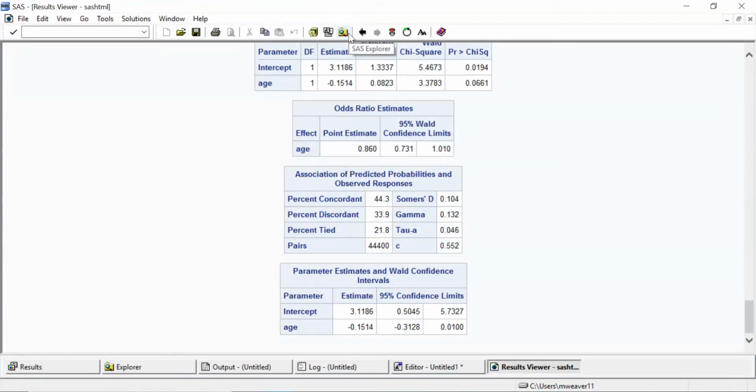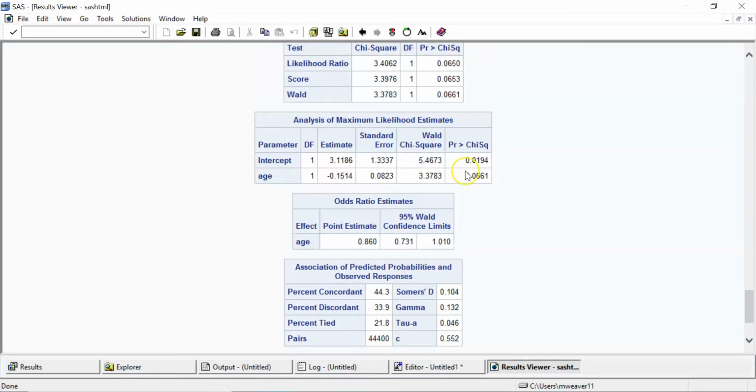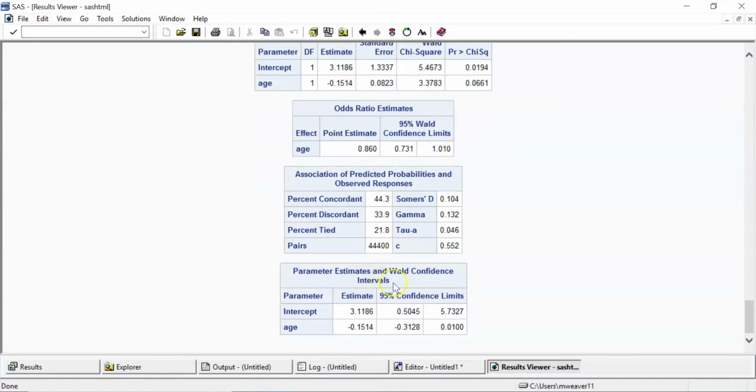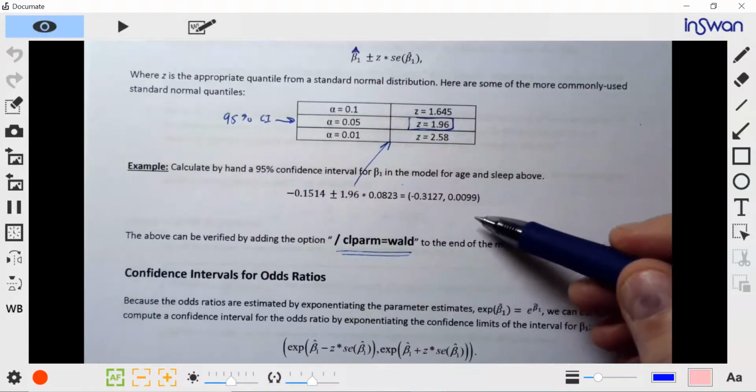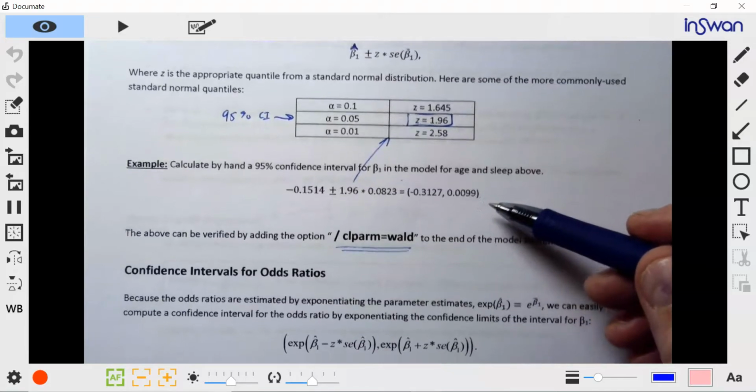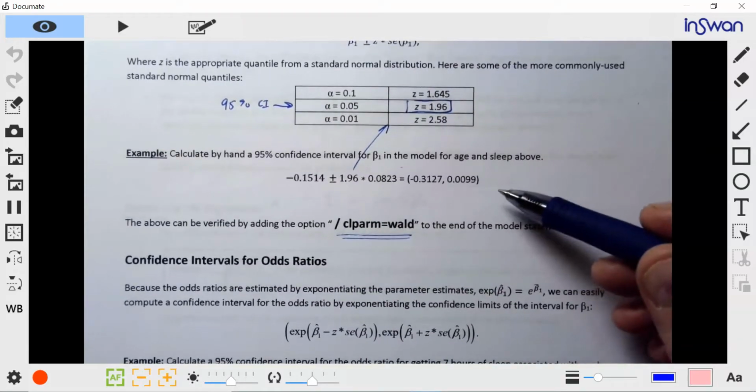You'll notice that I get parameter estimates and Wald confidence intervals. So it's not in the table of maximum likelihood estimates, it's down below here, parameter estimates and Wald confidence intervals. So my Wald confidence interval for the slope of age is negative 3.128 to 0.0100, that's without rounding. My rounded version is just slightly off from that, but you'll notice that's essentially the same confidence interval.